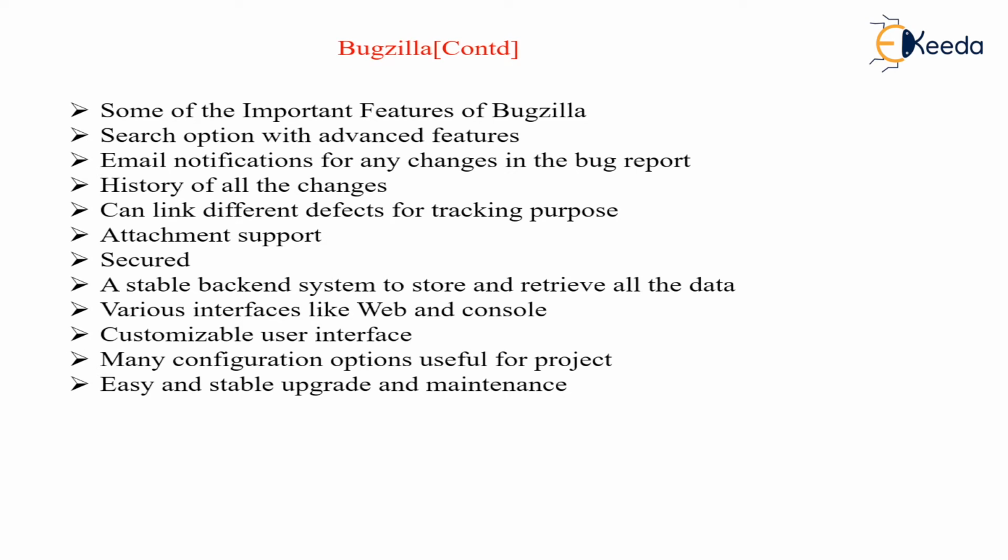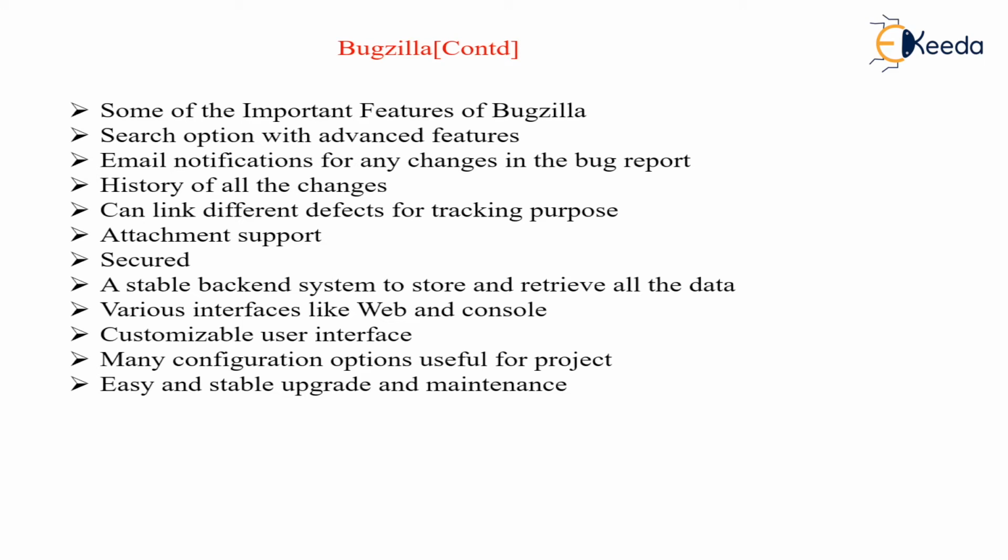So these are the features. Some of the important features of Bugzilla are, first, search operation with advanced features, and second, email notification of any changes in the bug report. Suppose test team A, test team B, test team C use Bugzilla and are working on a report. In case of any report changes, it will notify you by email. There is also history, and it can be linked with different defects for tracking purposes.